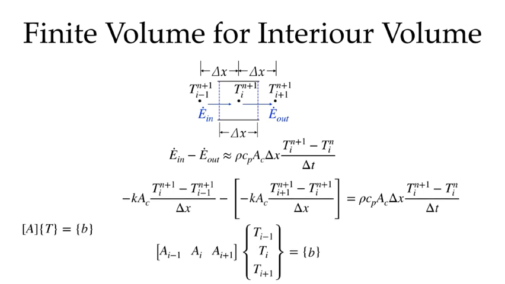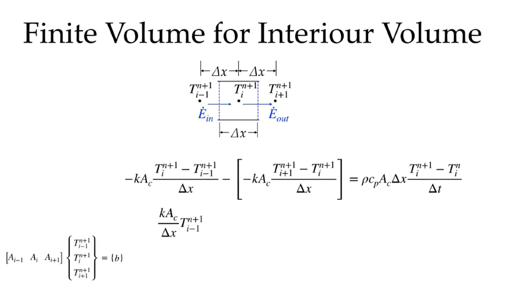So in this case, because we based our temperature gradient estimate on the point and the previous point for the energy in term, and the next point and the current point for the energy out term, we have three temperatures in question, Ti, Ti minus 1, and Ti plus 1. So we want to collect the terms multiplying each of our unknown temperatures.